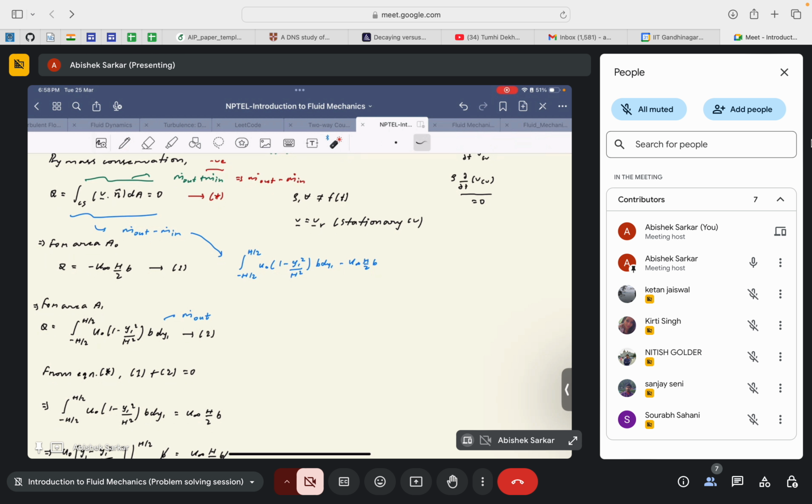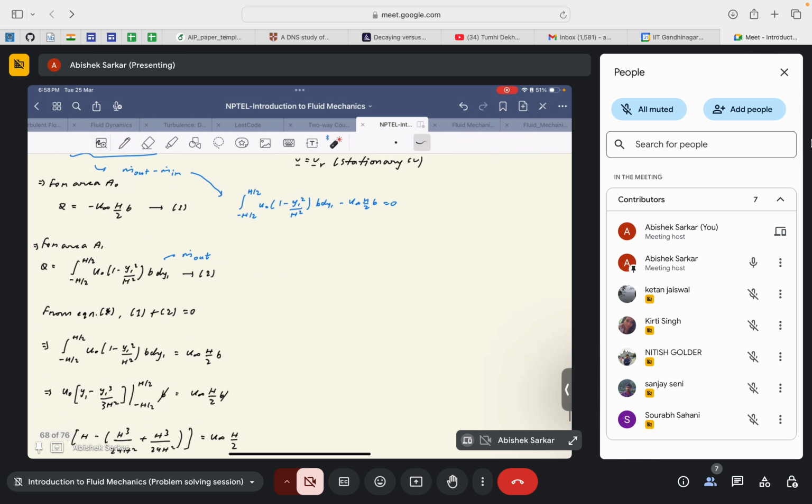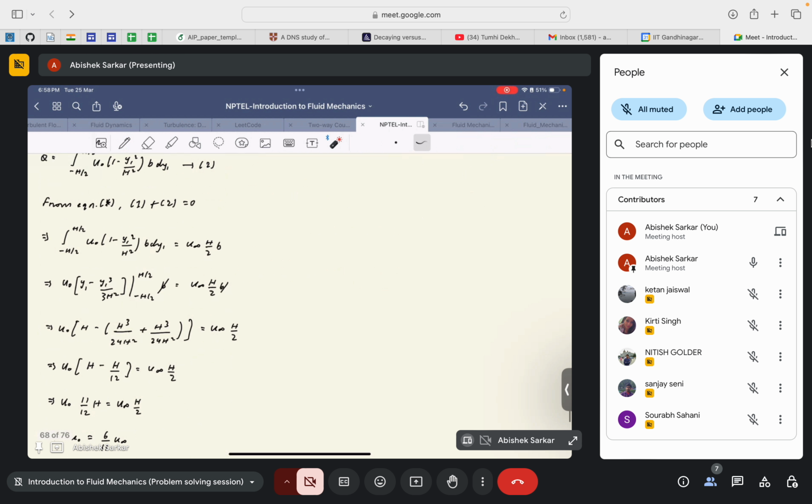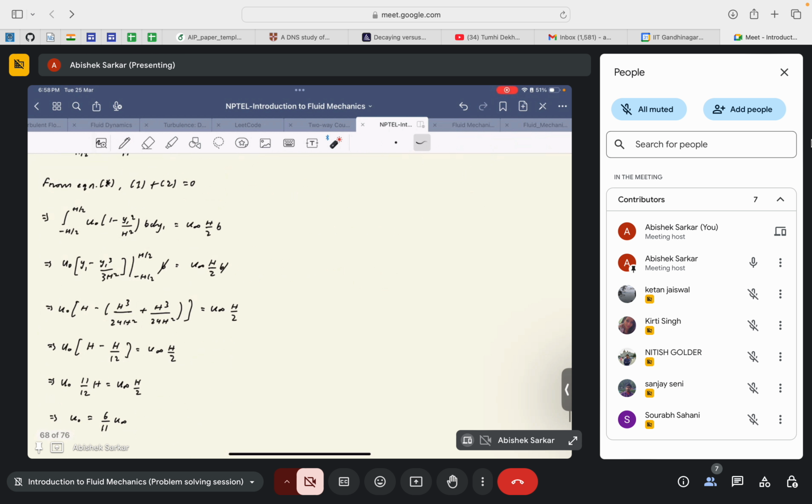So this will be equal to 0, right? If it goes to the right hand side, it will basically be this. Now if you carry forward the integration a bit further, you will get u naught times 11 by 12 h is equal to u infinity h by 2, or u naught is 6 by 11 into u infinity. So here we got a relationship between u naught and u infinity. This is your solution. Is it clear till now?